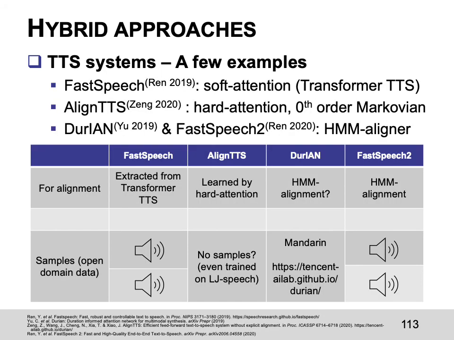Here are some TTS systems using the hybrid approaches. FastSpeech uses soft attention to extract the duration, while the other systems such as AlignTTS use different kinds of techniques to extract the duration. I'd like to play some samples extracted from the published papers. I will play just one sample for each system from FastSpeech and FastSpeech 2.